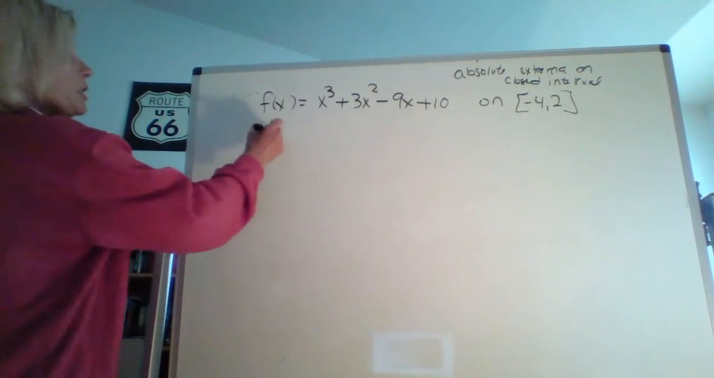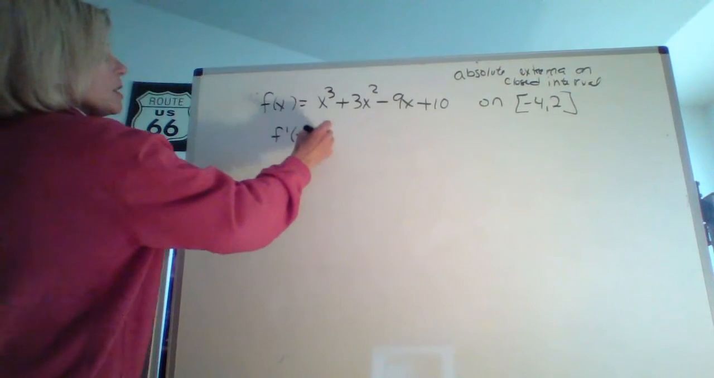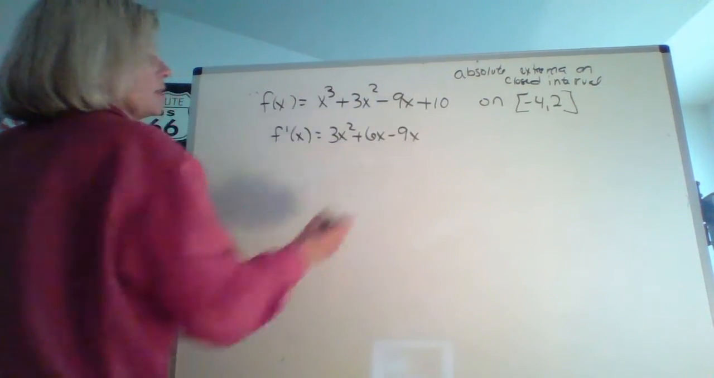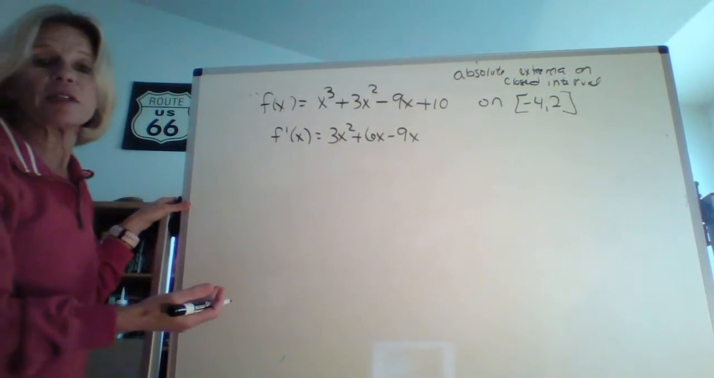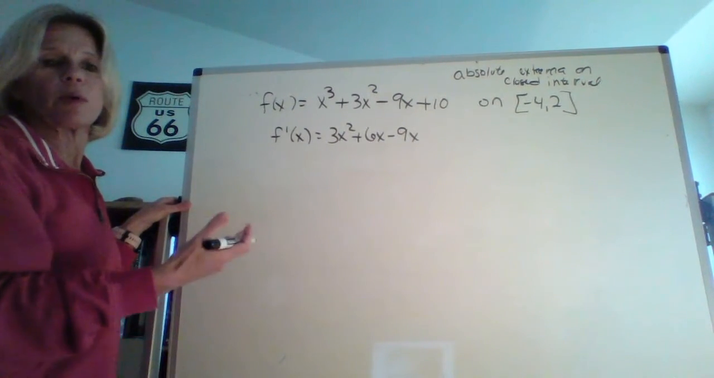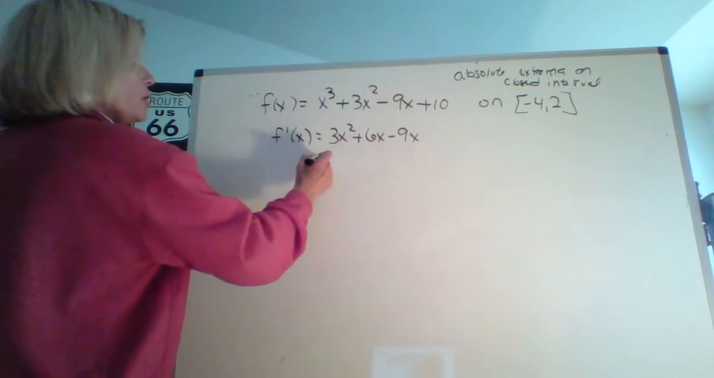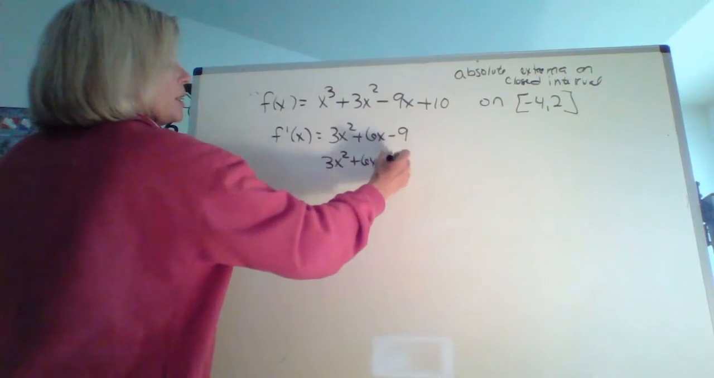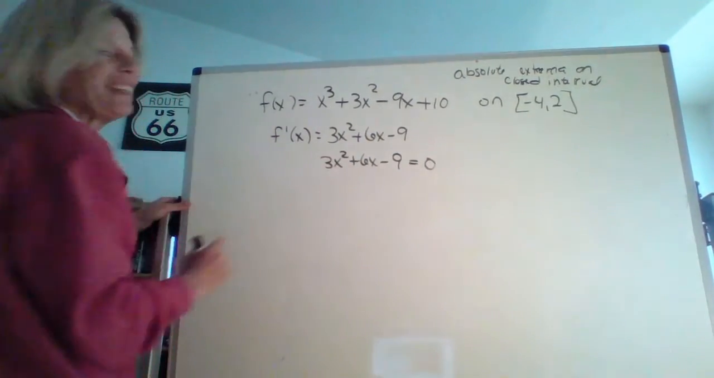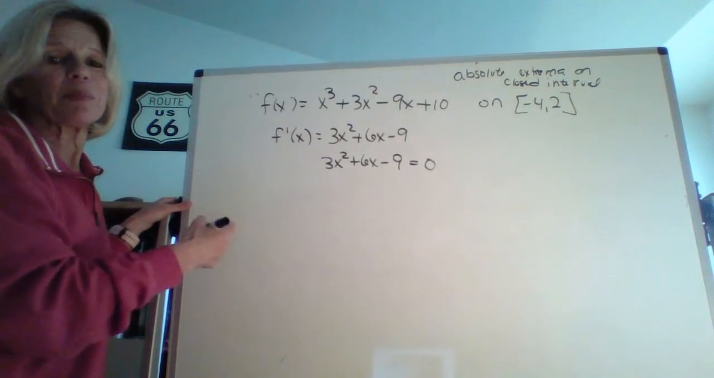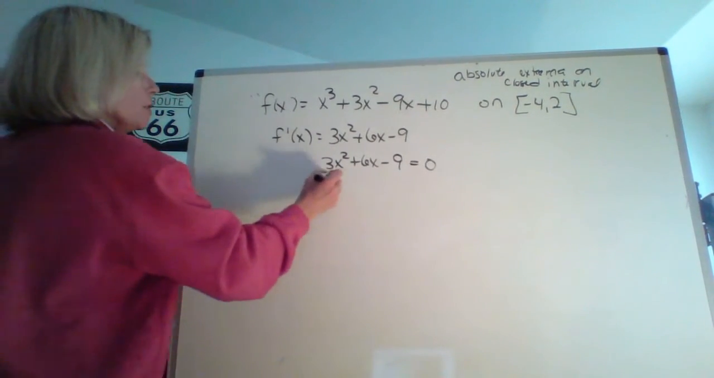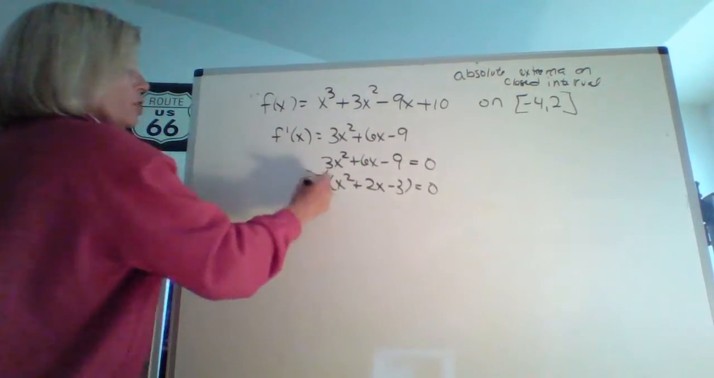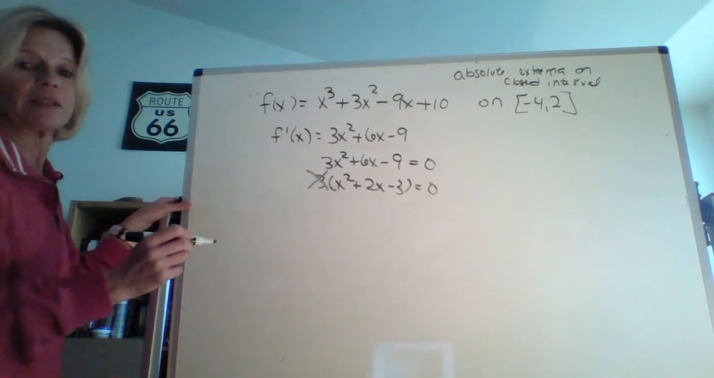Just like before, I'm going to take the derivative. f prime of x equals 3x squared plus 6x minus 9. I'm going to set that equal to 0. That's how I find my critical numbers, which are where my potential maximums and minimums are. So I set 3x squared plus 6x minus 9 equal to 0. I see I have a greatest common factor of 3. I'm going to pull that out to make my life a little bit easier. So I've got x squared plus 2x minus 3 in parentheses. 3 cannot equal 0, so I'm going to cancel that out.